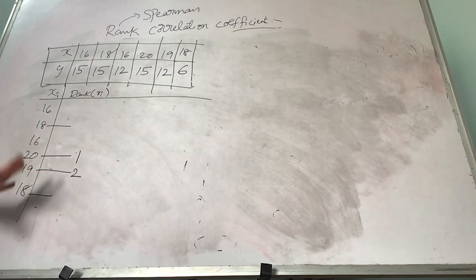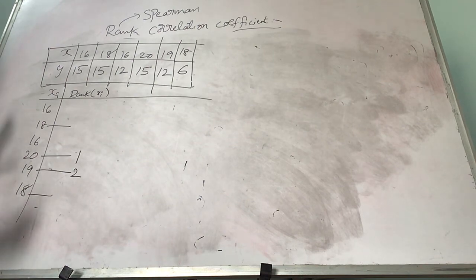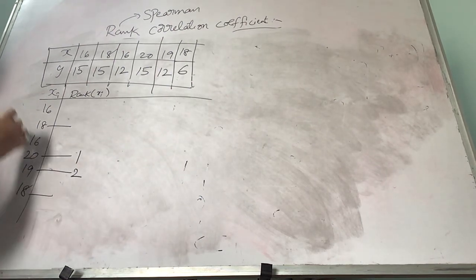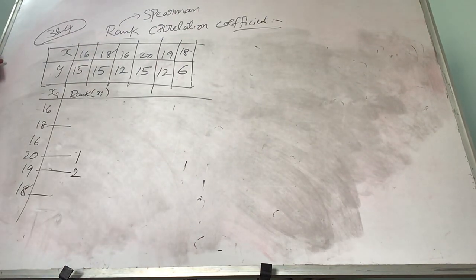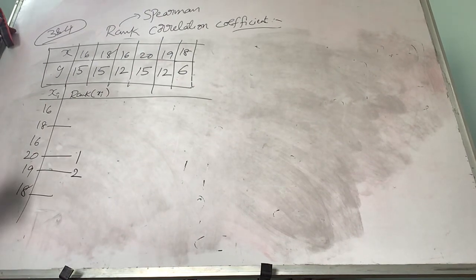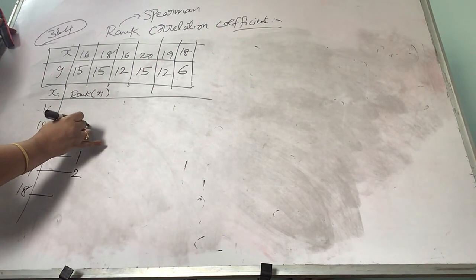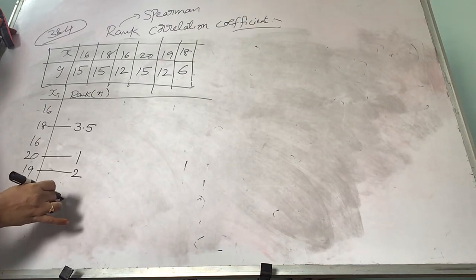How to assign the ranks for this 18 observation? Okay, 1, 2 ranks are already completed. Now we have to assign third and fourth ranks for these two observations. But both the observation values are same, so we can't assign different ranks for the same repeated observations. We have to assign the average value of 3 and 4 to this observation. The average of the ranks 3 and 4 is 3.5. So we assign 3.5 rank to each of these observations.